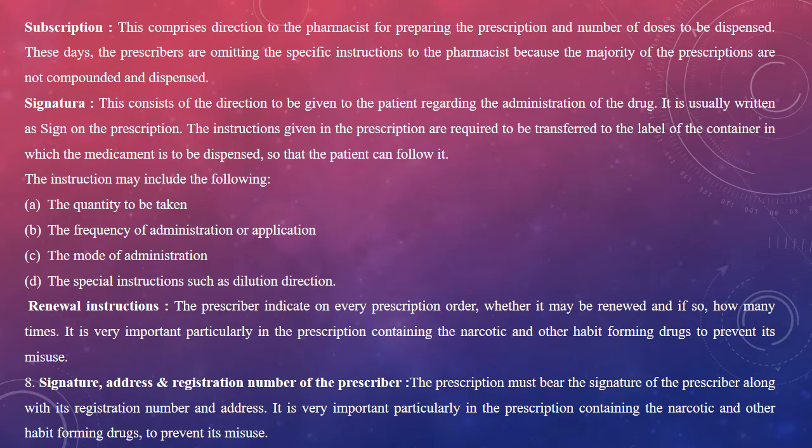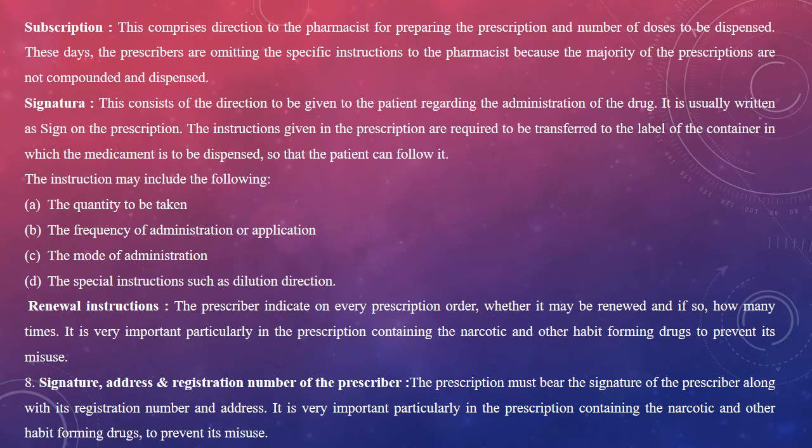This consists of the direction to be given to the patient regarding the administration of the drug. It is usually written as sign on the prescription. The instructions given in the prescription are required to be transferred to the label of the container in which the medicament is to be dispensed so that the patient can follow it. The instruction may include the following: the quantity to be taken, the frequency of the administration or application, the mode of administration, the special instructions such as dilution directions.